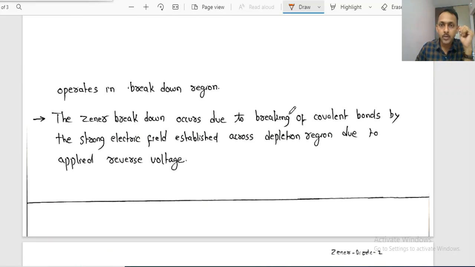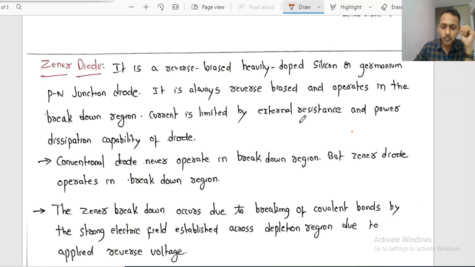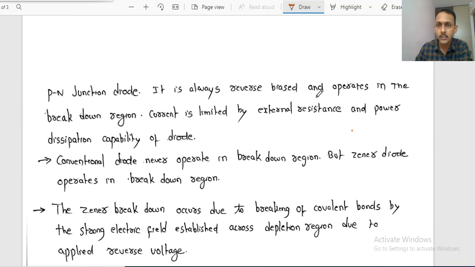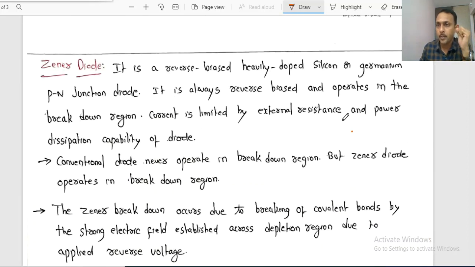If you observe, dear students, with respect to the ordinary diode and Zener diode, the major difference we will come across is its doping. Doping means adding impurities to the semiconducting material, either silicon or germanium. Now, the Zener diode is a heavily doped silicon or germanium diode.